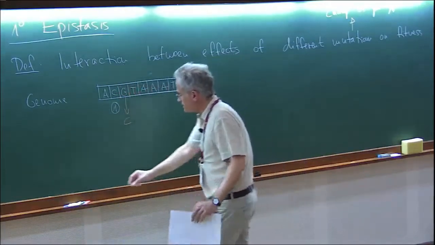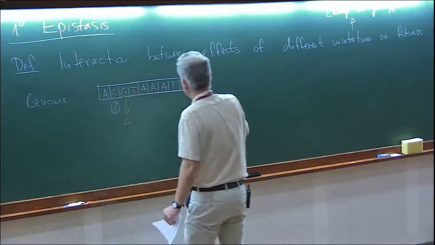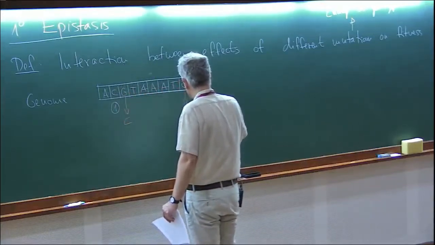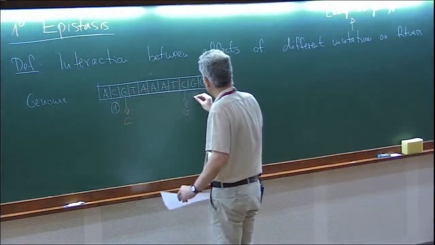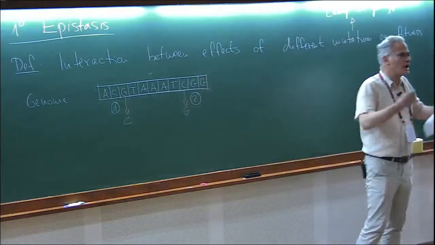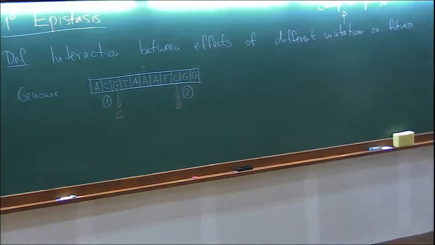And then there could be another mutation at another letter. So for example, this C could change into a G, all right? So this would be mutation two. And each of these mutations, in general, will come with some fitness effect, right?